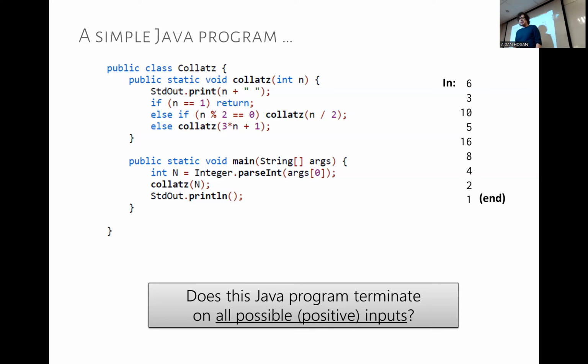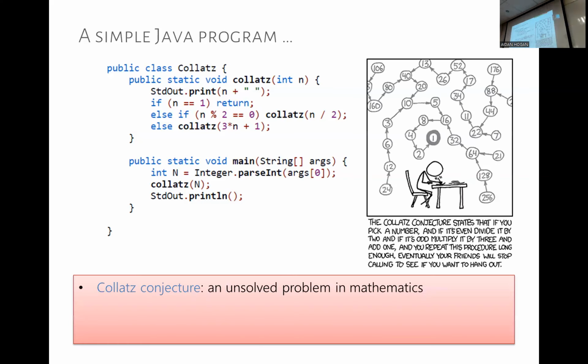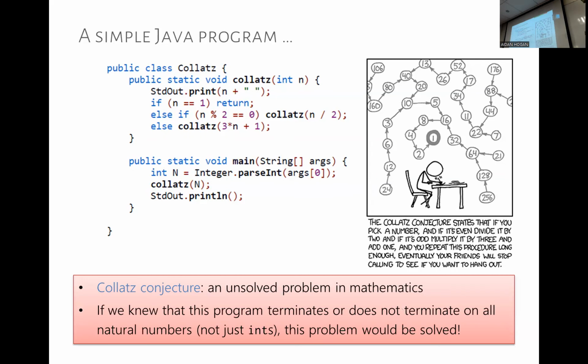So this relates to a problem of undecidability. The Collatz conjecture is an unsolved problem in mathematics. If we knew that this program terminates or does not terminate on all natural numbers, this problem would be solved. This is from XKCD: The Collatz conjecture states that if you pick a number, and if it's even, divide it by 2, and if it's odd, multiply it by 3 and add 1, and you repeat this procedure long enough, eventually your friends will stop calling to see if you want to hang out. Okay, so we don't know.